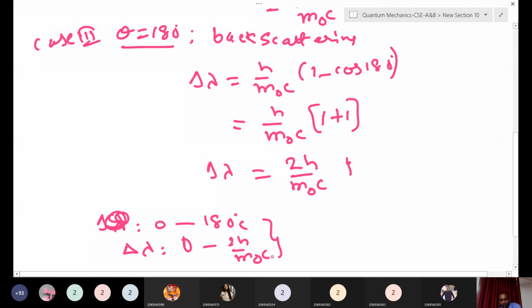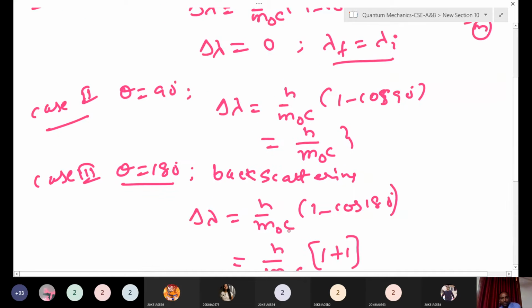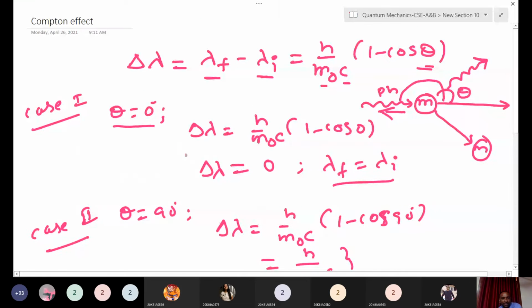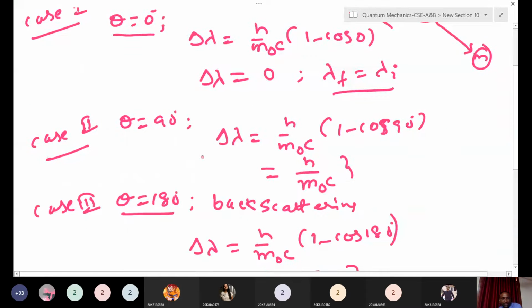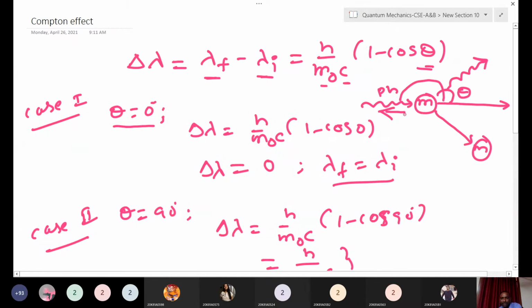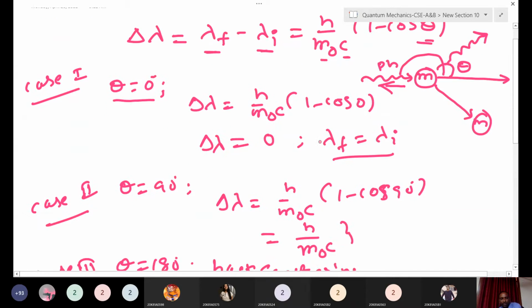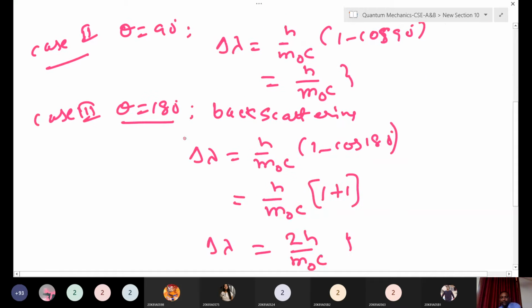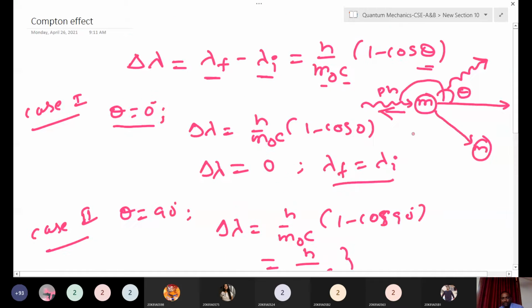Okay, in this range only this lambda will change, the energy will change within this range only. Okay, these are the three special cases. When theta is equal to 0, that means no scattering phenomenon happens. When theta is equal to 90, the photon travels completely perpendicular to its original path. If theta is equal to 180, the photon is completely scattered backwards, which means back scattering. Okay, that is back scattering.